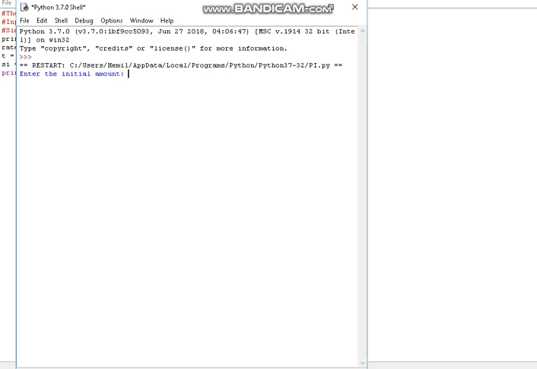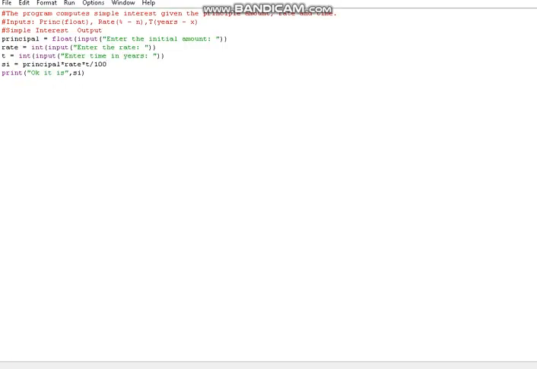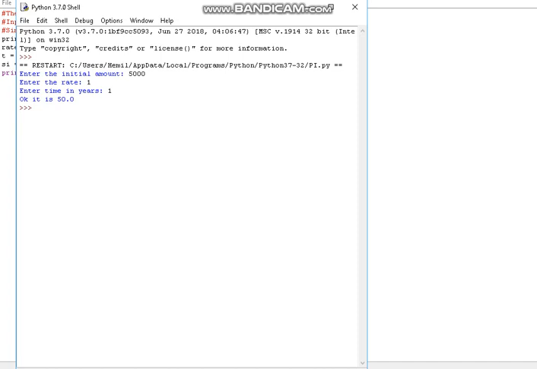Okay, so we've got "enter the initial amount." So let's say we had 5,000 at the start. The rate was 1%, and there was 1 year. Okay, so it shuts down straight away. Oh, it went in the background, sorry. So as you can see, we've got this over here. We know that 1% of 5,000 is 50, and it has done it for us.